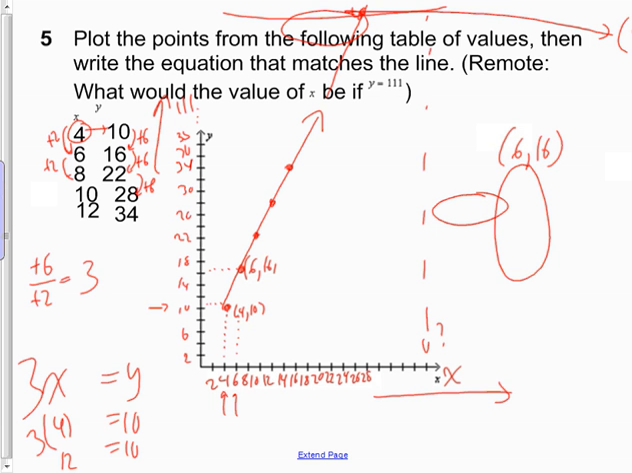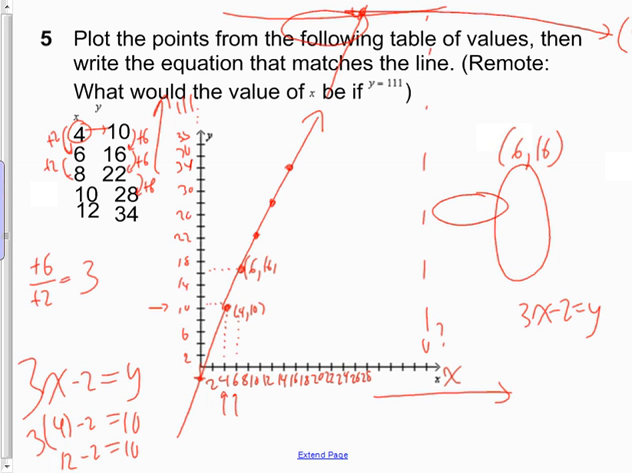12 does not equal 10, but if I take away 2 from both of them, that will tell me the answer. The other thing I could have done is extend this line down. The only problem is my line's not perfect, but if I did, I would see that it crosses the y-intercept at negative 2. So that's my equation.